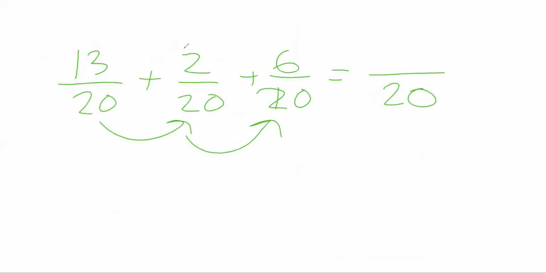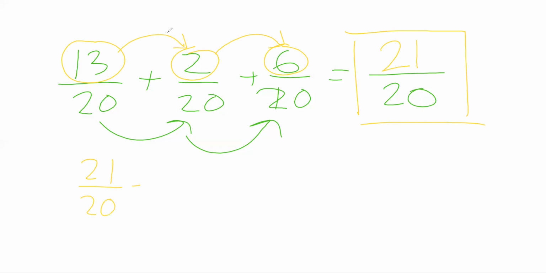20. There's 20 right there. And then let's just add what we have up top. Let's add our numerators. We have 13 plus 2, that's 15. And then we have 15 plus 6 more. What is that? 21. So we have 21 out of 20, which now means I have 1 and 1/20th as well. Both of these answers are okay. As you can see, 20 out of 20 would make a whole, and then have 1 left over.